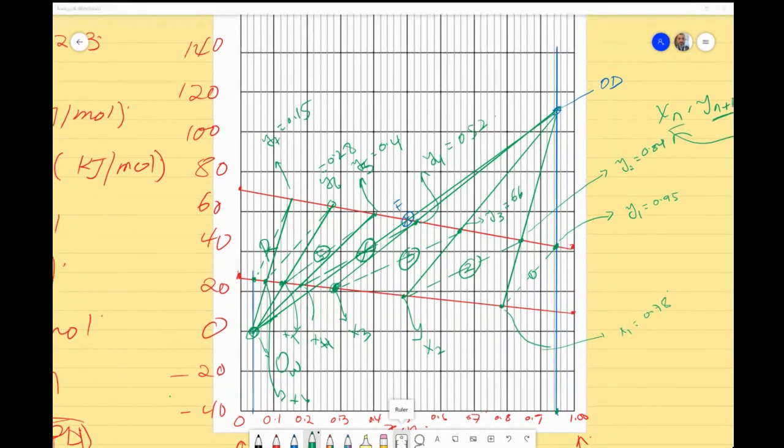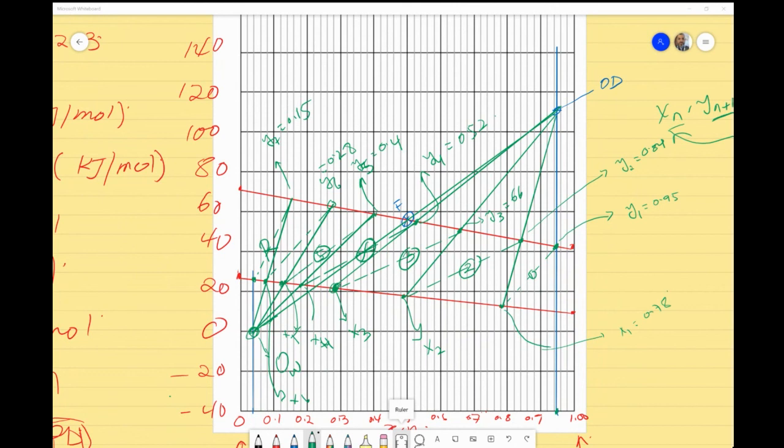Any questions? So far, so good. Doctor, the stages will be the number of the tie lines or the number of the areas in between? The number of tie lines. Each time you draw between Y1, for example, and X1, that will represent stage number 1. Between Y2 and X2 will represent stage number 2. Y3 and X3 will represent stage number 3, and so on.